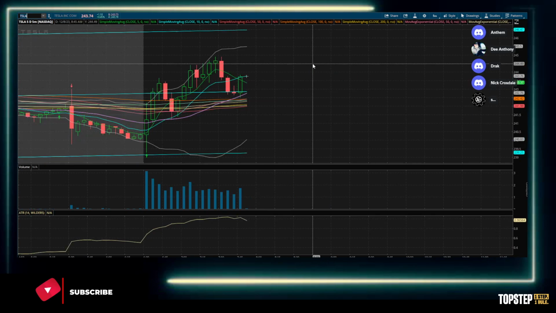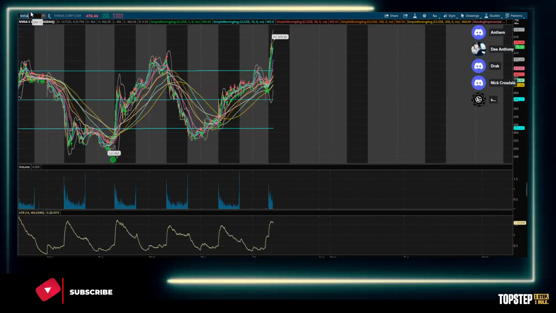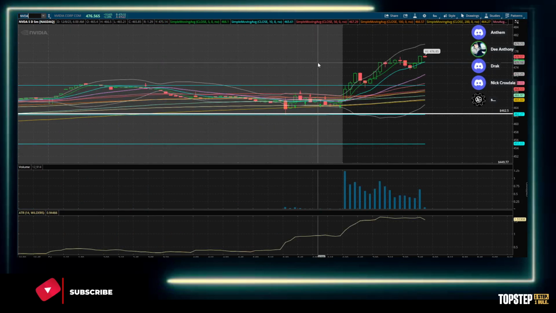Tesla chart looks exactly like the NQ. Puts in a high, pulls back to the 20 in linear, hopped off with. NVIDIA was a beautiful setup here, guys. 6:35 in the morning. Beautiful setup. That's up about $5-6. Wow.